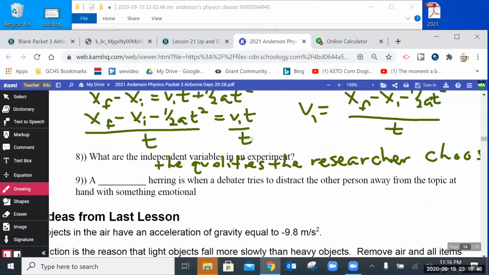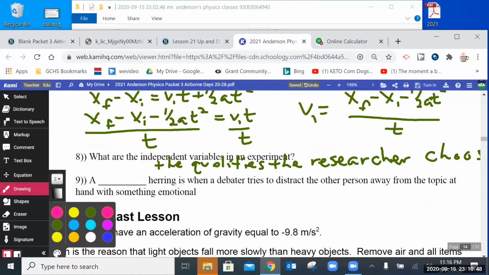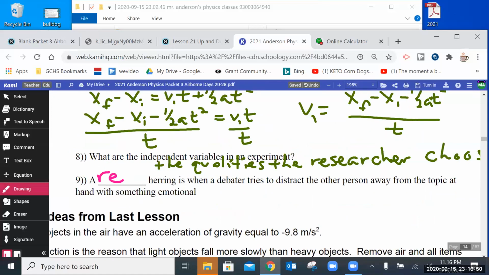Number 9, a red herring is when a debater tries to distract the other person away from the topic at hand by saying something very emotional.